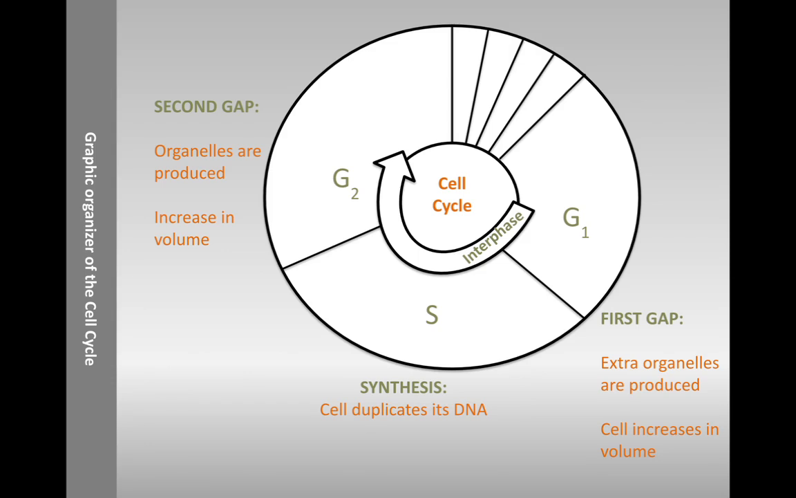But we can do the very quick, most important events that are happening in each of these phases. In G1, or first gap, extra organelles are produced and the cell increases in volume. In S, synthesis, the cell duplicates its DNA. In second gap, or G2, organelles are finished being produced and the final volume is increased.